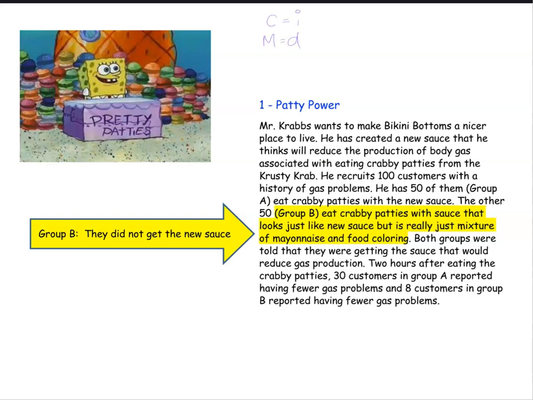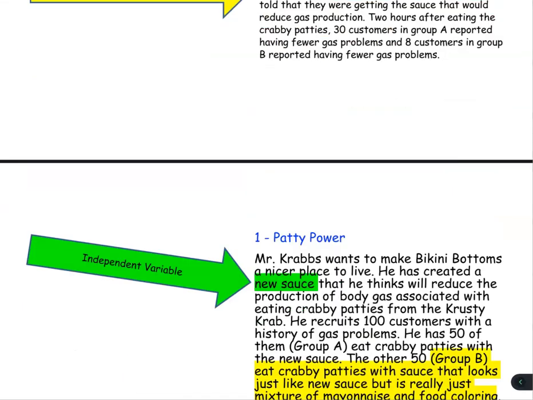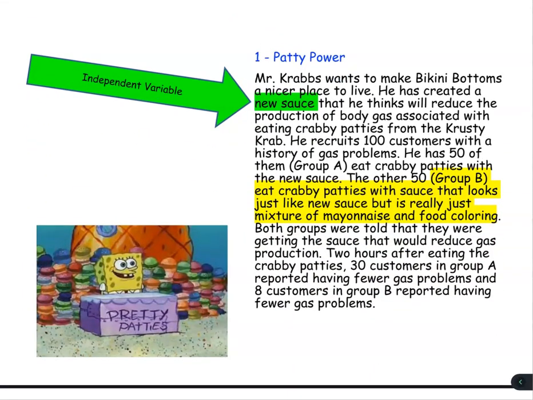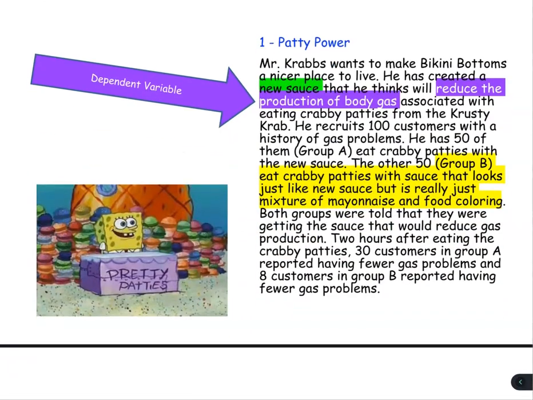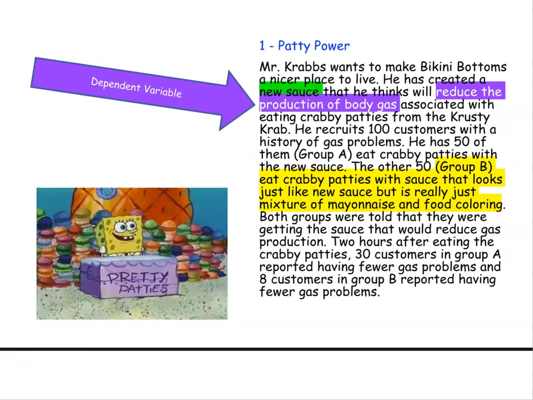Your first question deals with control group and experimental group. And so you're going to be looking for who got the sauce and who didn't get the sauce. So what did we change? We changed the sauce. So that's our independent variable. And what did we look for? We looked for if that reduced the amount of body gas that they were giving off.